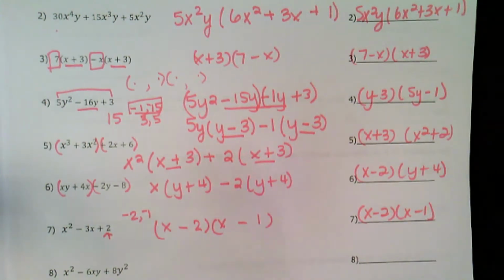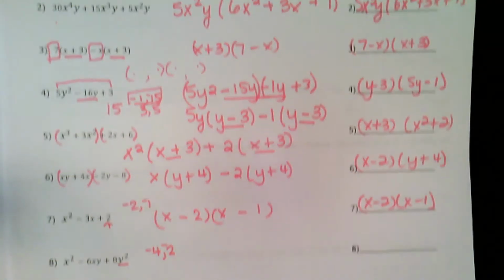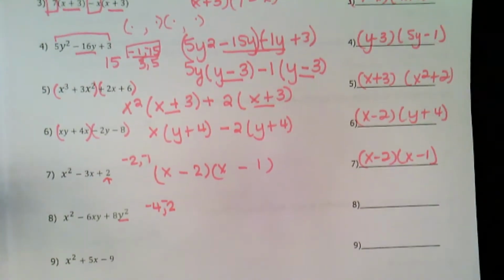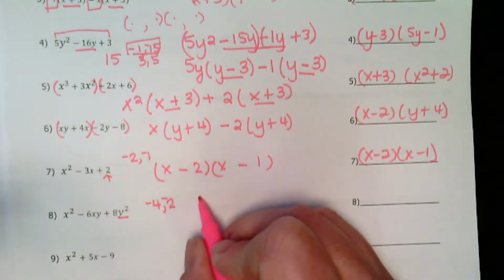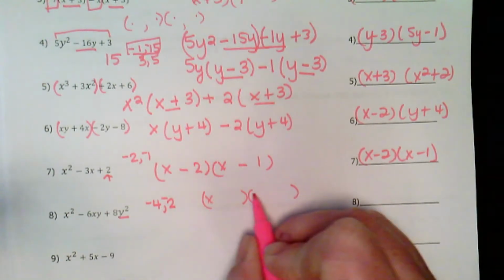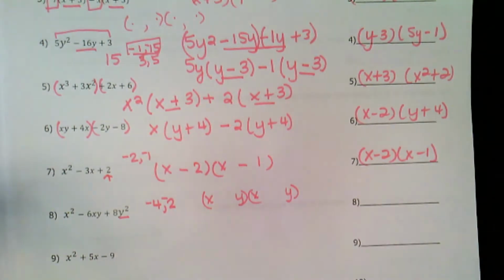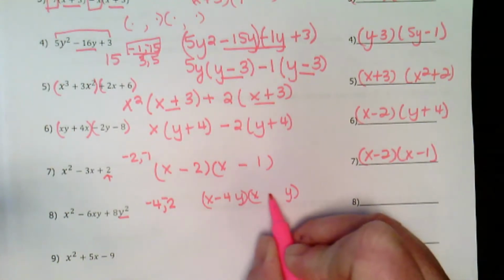All right, number 8. There's nothing that can come out of all. I can't group it because there's not enough terms to group. So I'm going to have to do like I did on number 7, where I'm thinking, well, what can multiply together to give me 8 and adds together to give me 6. So I'm thinking 4 and 2 at first, but when I do that again, it's going to have to be negative. And then we also have this extra y squared on the end. So that means that when we make our parentheses, we want a y at the end here. So we want negative 4y and negative 2y.